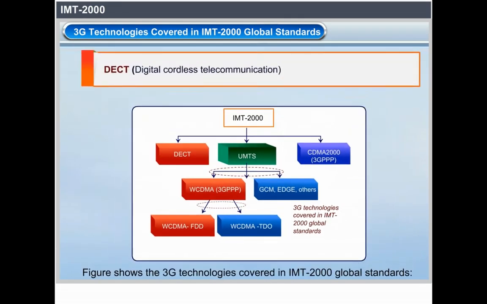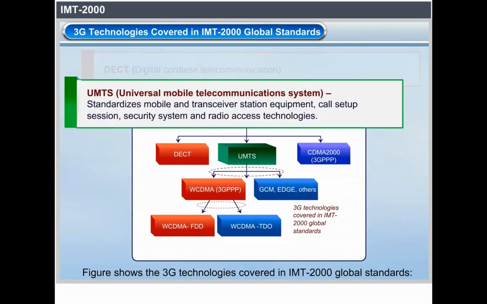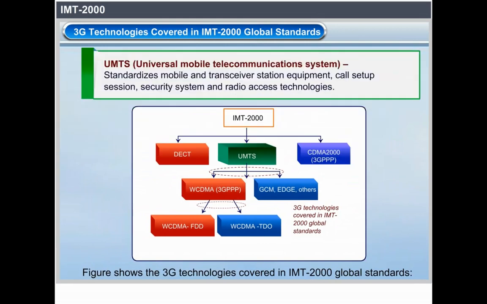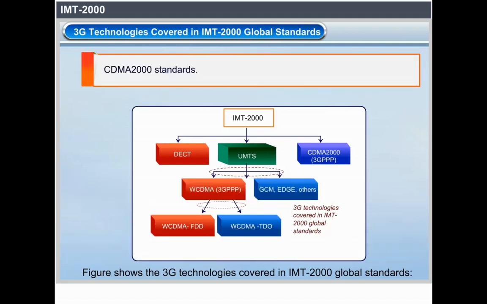DECT, Digital Cordless Telecommunication. UMTS, Universal Mobile Telecommunication System, standardizes mobile and transceiver station equipment, call setup session, security system, and radio access technologies. CDMA2000 standards.